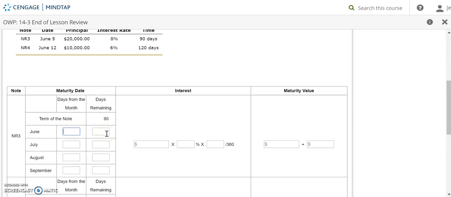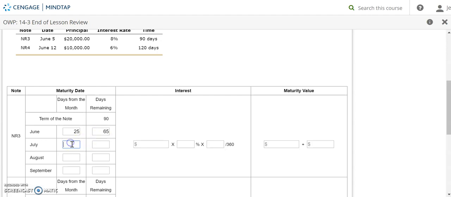First thing that we need to do is figure out how many days in June. Okay, so hopefully you know how many days in your months right now. June has 30 days. It was signed on the 5th, so we're going to take 30 minus 5. That tells us that we're going to use 25 days from June. Okay, so we're going to now take 90 minus 25 to get our days remaining. We still have 65 days.